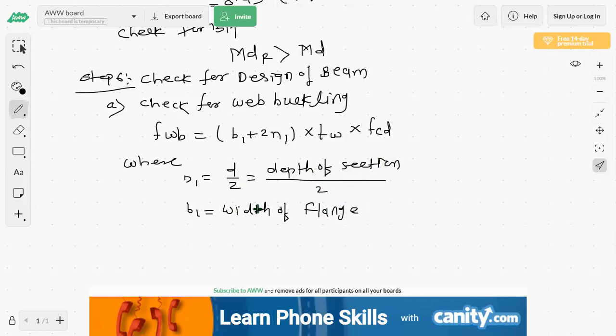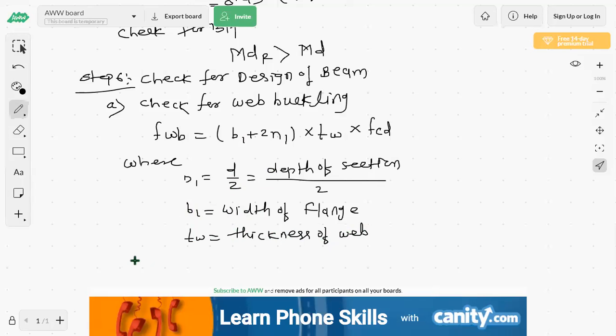Whatever section we have selected, for that section TW and B1 dimensions are given in your steel table. Whatever I section you have selected, its depth and B1 values are available in the steel table. Okay, then what is TW? TW is the thickness of web.